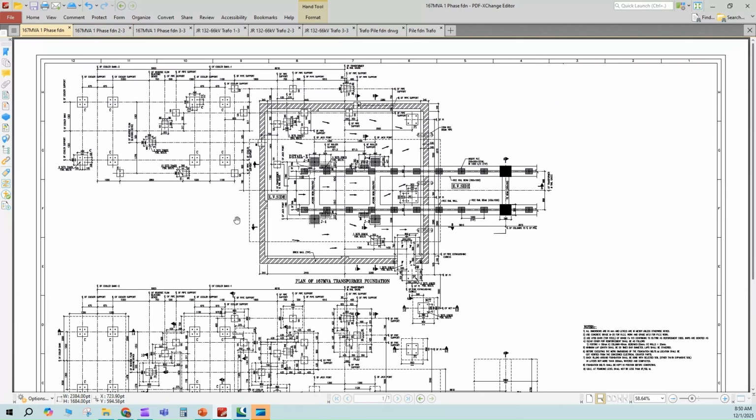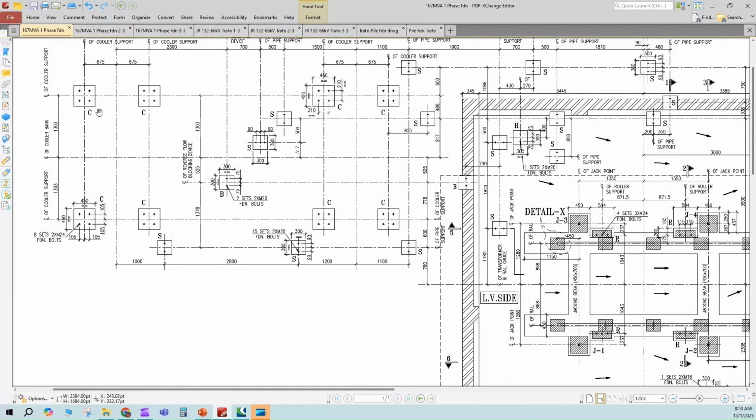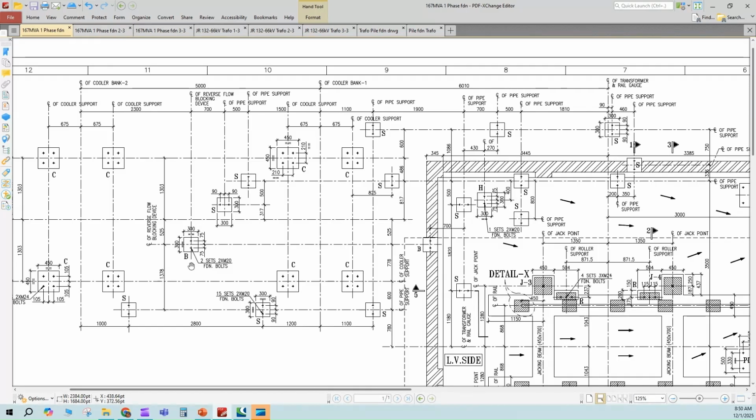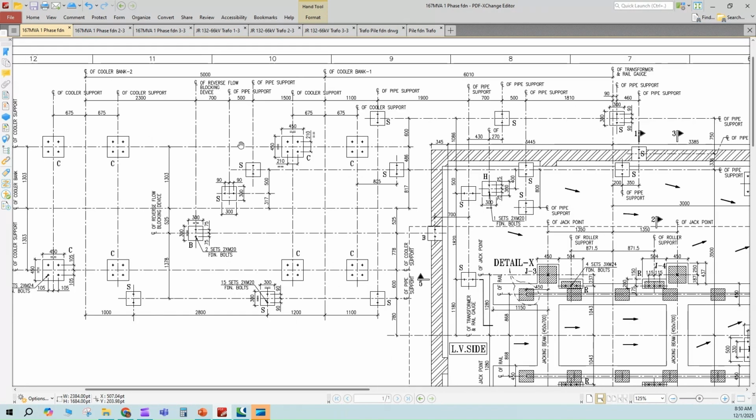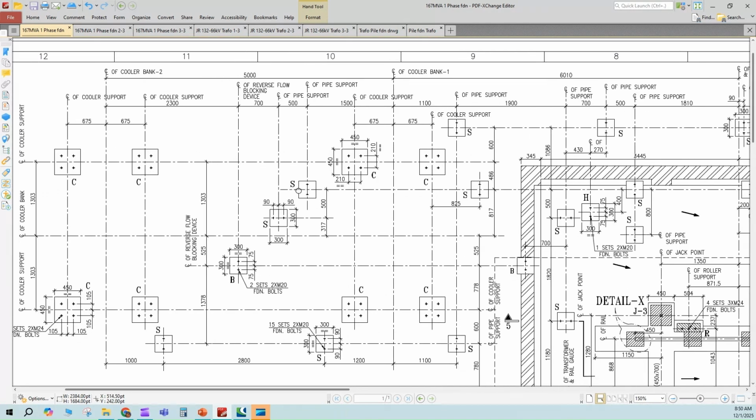There are also other supports nearby. This is C, which means it is a cooler support, and B is a bushing, and these are all the other supports. S is a pipe support for the cooling system.